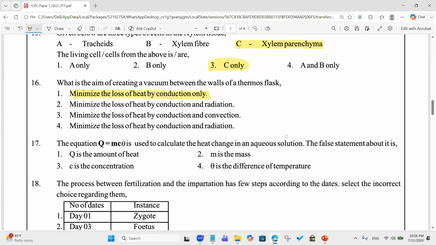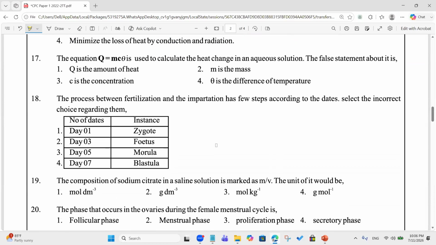Right. Next one. Manita, can you read number 17? The equation Q equals mc theta is used to calculate the heat change in an aqueous solution. The false statement about it is: C is the concentration. Okay. Others, what do you think? Is this answer correct?